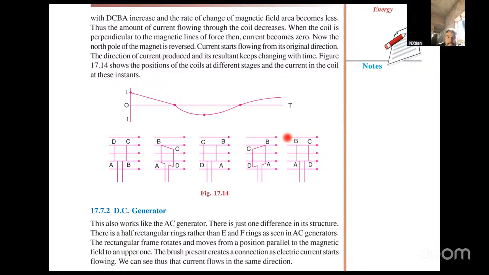So alternating current doesn't start from zero, because it is maximum in this position. This is maximum when it starts moving, then it becomes zero, then negative maximum, then zero, then positive maximum, zero, negative maximum, zero, positive maximum, zero. Like this it moves.